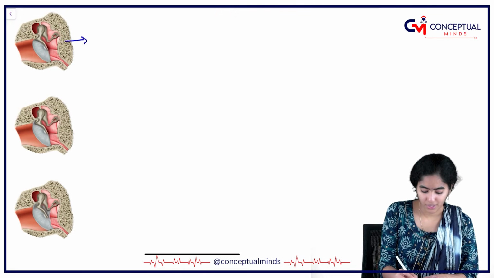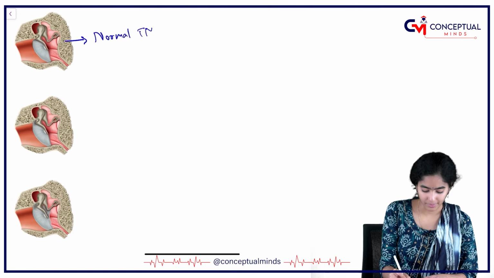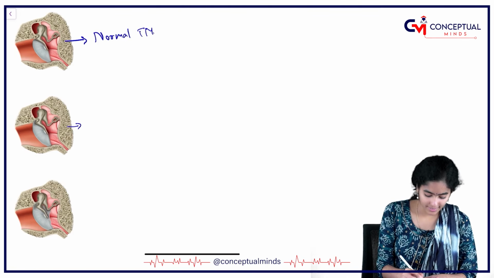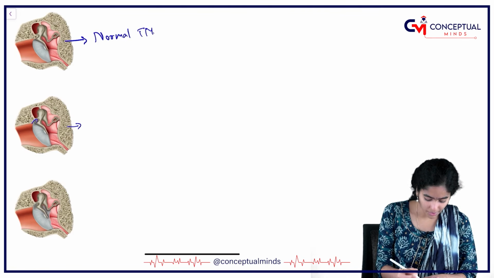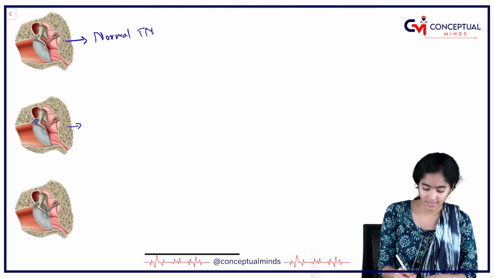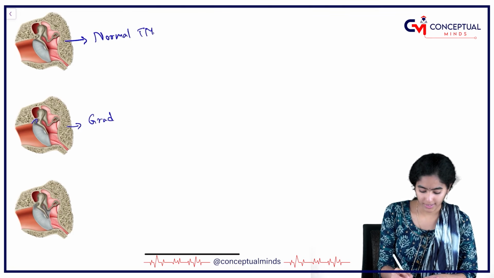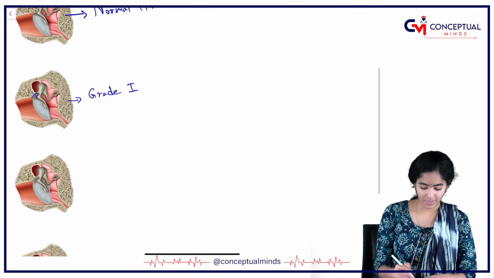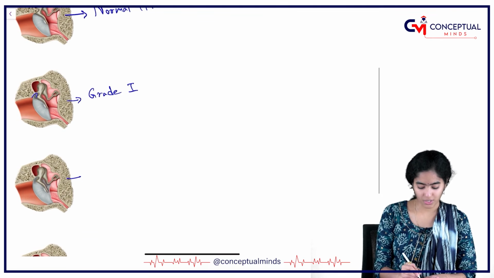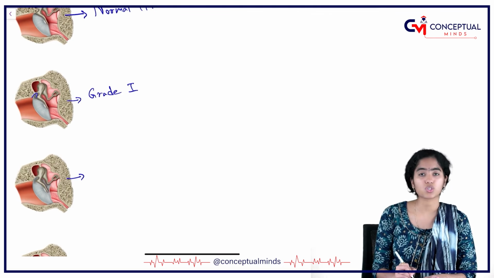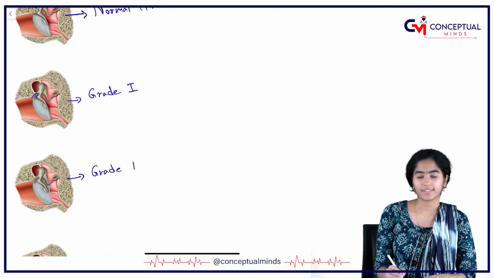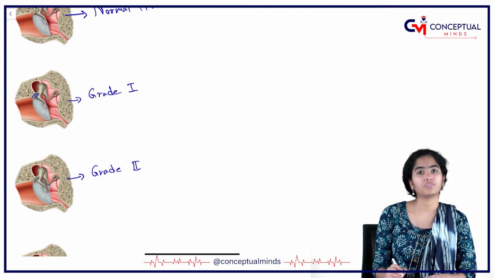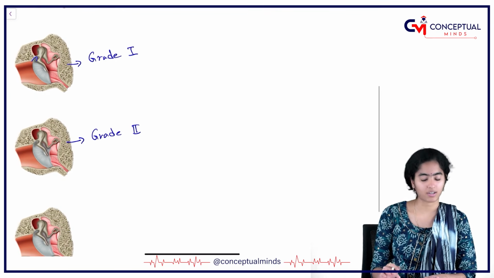This first image that you can see here is that of a normal tympanic membrane. And here you can see that the tympanic membrane, a small part is retracted inside, and this is grade 1 type of retraction. And in the next image you can see that the tympanic membrane is touching the incus and stapes also. It is almost up to the incudostapedial junction, and that is a grade 2 type of retraction according to Sade's classification.